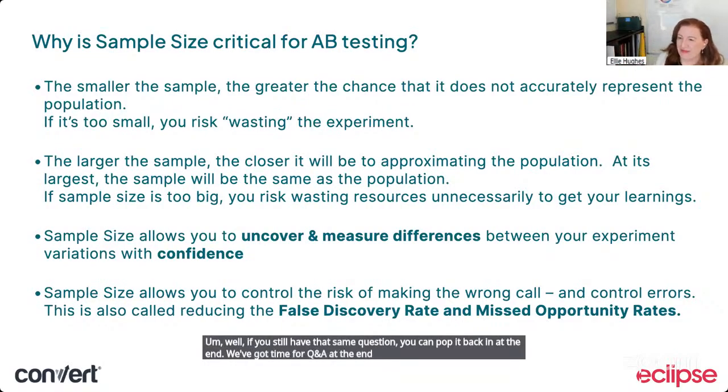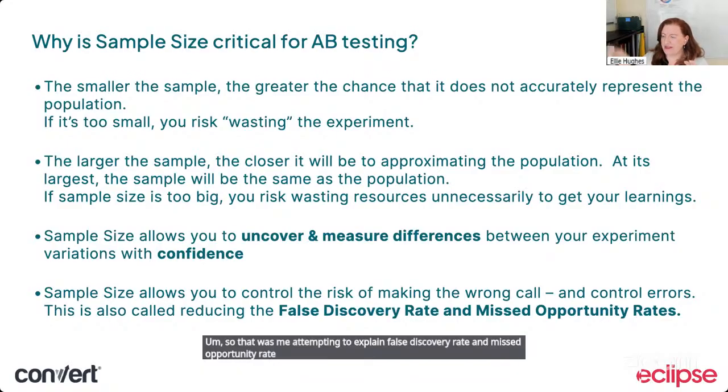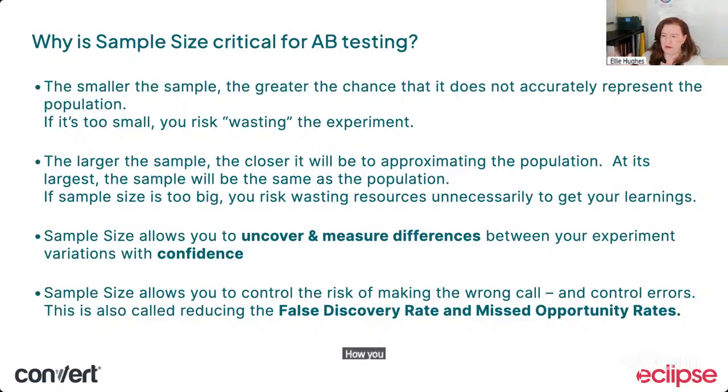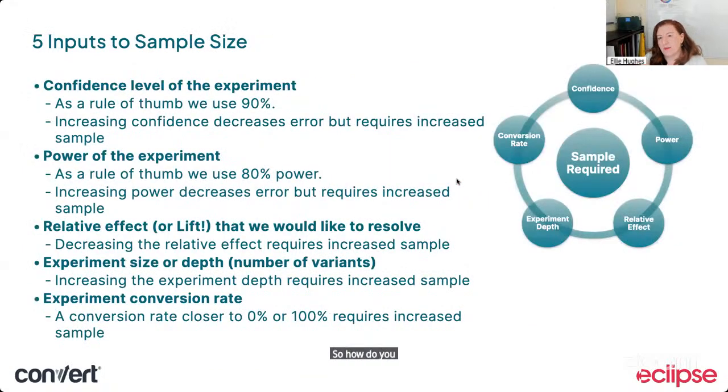Got plenty of time. So that was me attempting to explain false discovery rate and missed opportunity rate. There is quite a nice diagram that I can maybe share in the resources after this, which explains how you get to false discovery rate and missed opportunity rate. But again, it's one that's good for a statistics session if we want to do a statistics session after this one. So how do you calculate sample size?